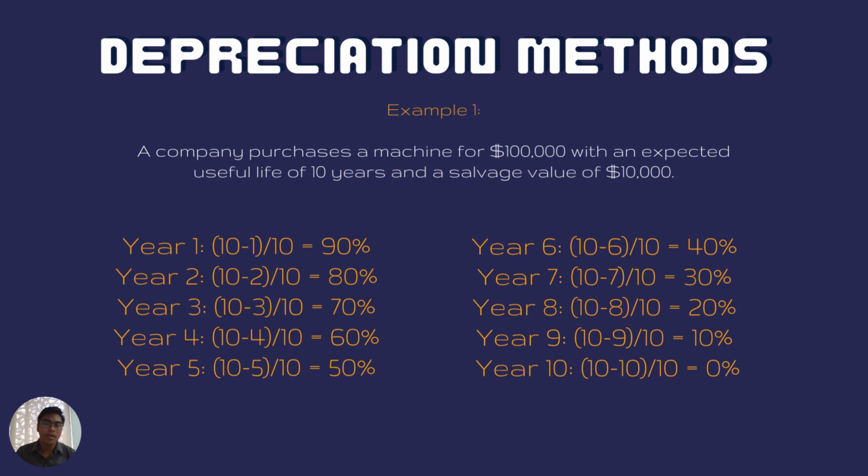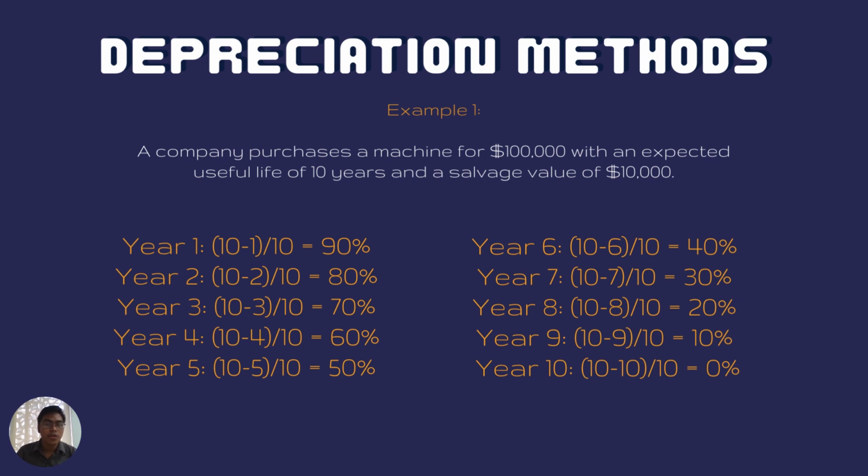To further understand, let's take a look at our example problem. Example problem number 1. A company purchases a machine for $100,000 with an expected useful life of 10 years and a salvage value of $10,000. Using the diminishing method, the depreciation rate for each year is calculated as follows.